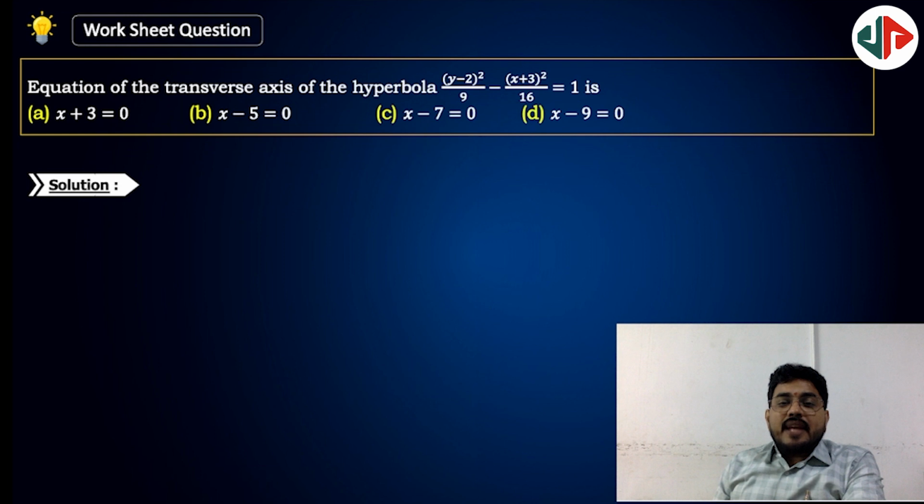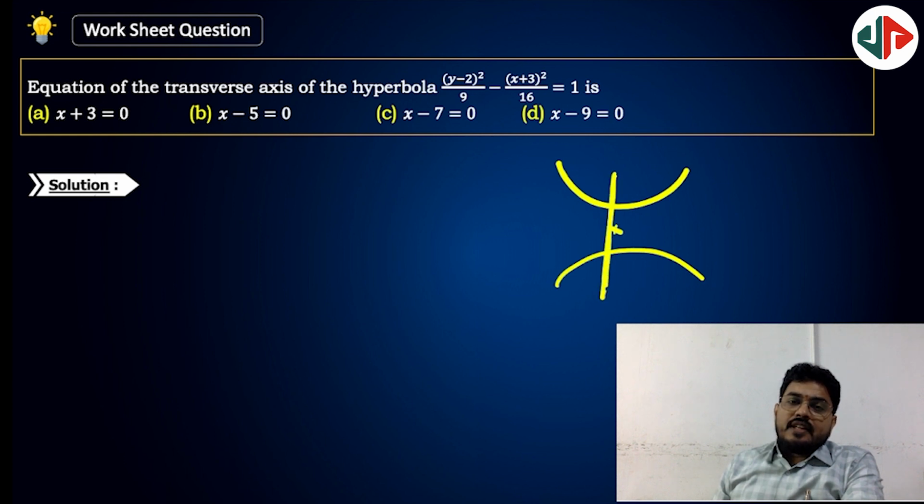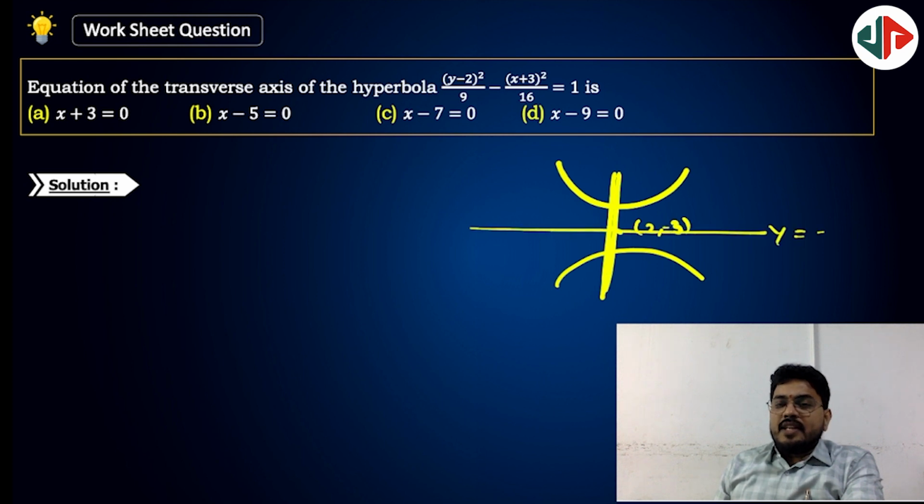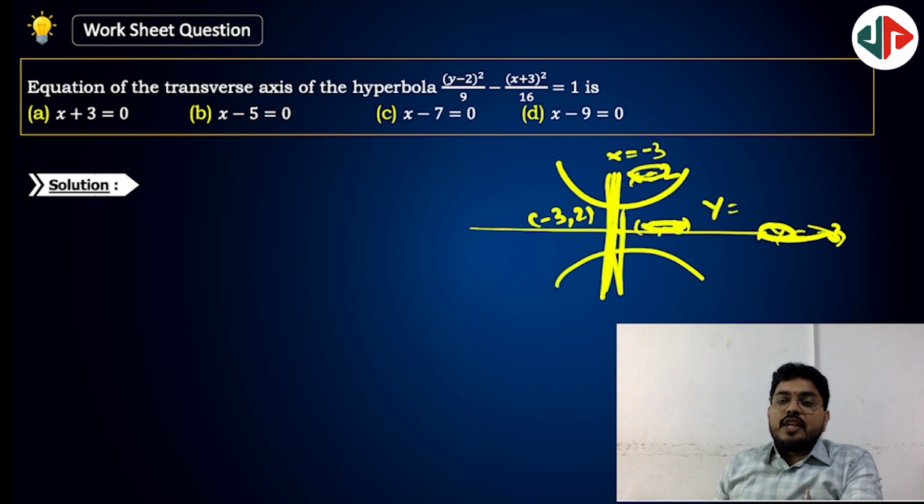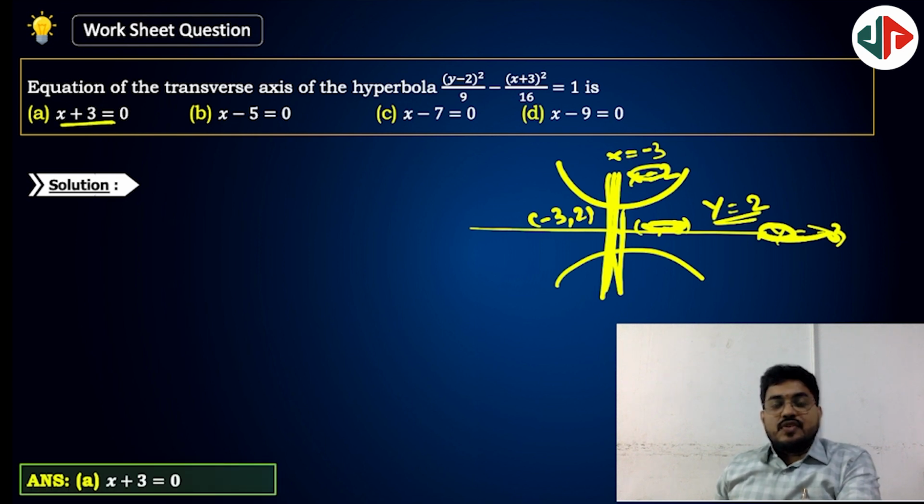Equation of the transverse axis. So this hyperbola will be like this. What is the center? Center is 2 comma minus 3. This equation is y is equal to minus 3, this equation is x is equal to 2. They are asking the transverse axis. Center is minus 3 comma 2. So x is equal to minus 3 is the transverse axis. Conjugate axis is y is equal to 2. So the answer is x plus 3 is equal to 0.